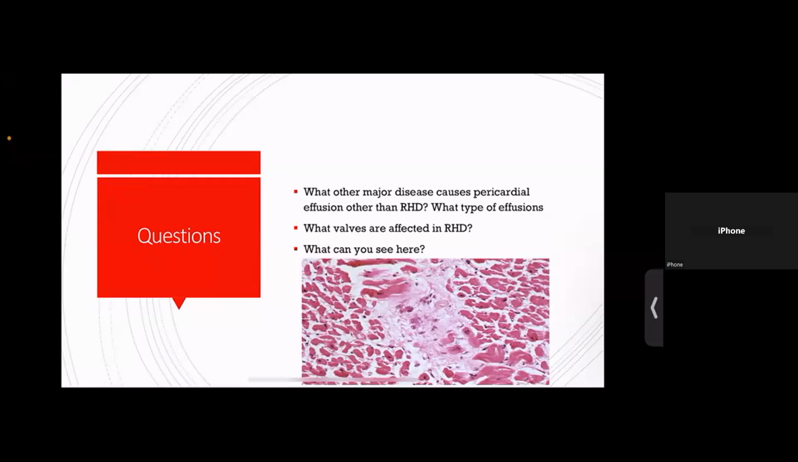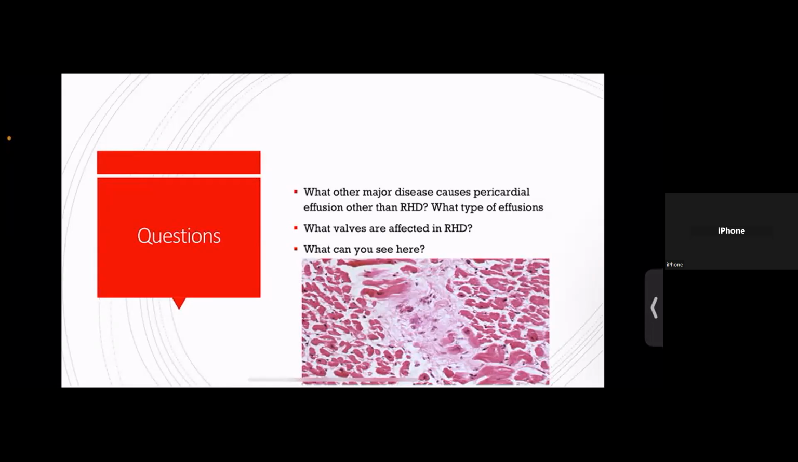You remember tuberculosis? One of the consequences of pulmonary TB is that it causes pericarditis. Go look at what type of pericarditis it causes, whether it's serous or fibrinous pericarditis, and remind yourself again the differences between exudative and transudative effusions. Okay, so what valves are affected in rheumatic heart disease?